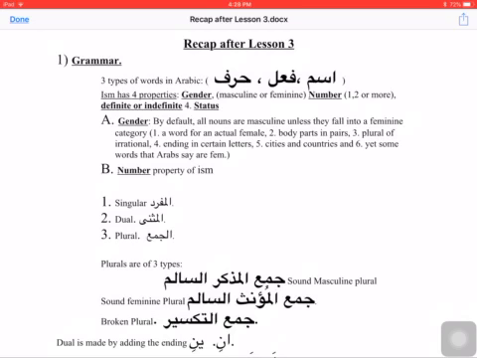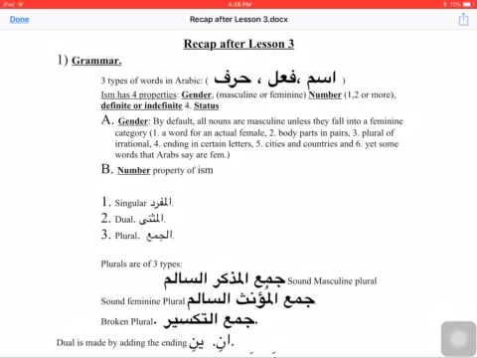The 4 properties of ism are its gender. In Arabic we call it jins. Ism can either be mudhakkar or it can be mu'annath. By default, every ism is considered mudhakkar unless it can prove that it is mu'annath.